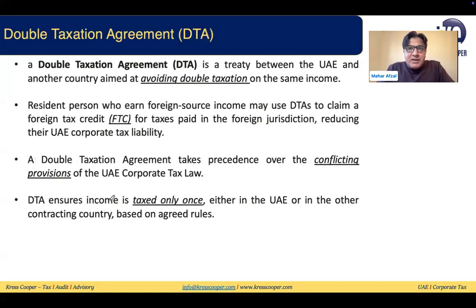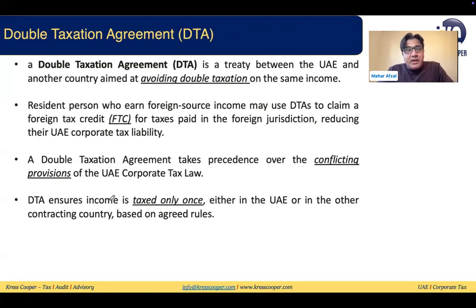So while considering, as I mentioned, resident juridical persons, a resident natural person, or a PE of a non-resident person have two sources of income. One is the UAE sourced income, the other is foreign source income. For foreign source income, you have already paid the tax outside the UAE. Once you have already paid the tax, then you need to consider the provisions of the double tax treaty to claim the foreign tax credit.